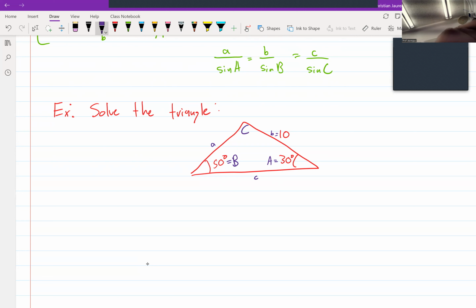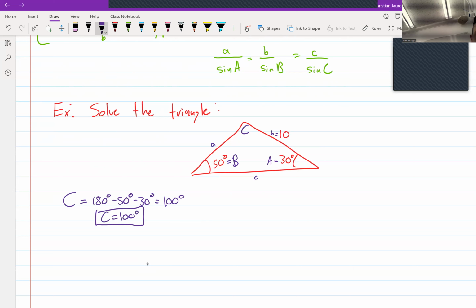Hopefully we notice that right off the bat, something's really easy to find, and that's big C. We can comfortably say that big C equals 180 degrees minus 50 degrees minus 30 degrees, which is a nice, neat 100 degrees. Nailed it. C equals 100 degrees. All I need now is little c and little a. And notice, which of these fractions do I start with? I have to start with the b's because I know both of those items. I can't start with the c's because I don't know both of them. Can't start with the a's because I don't know both of them. Start with the b's and go from there.